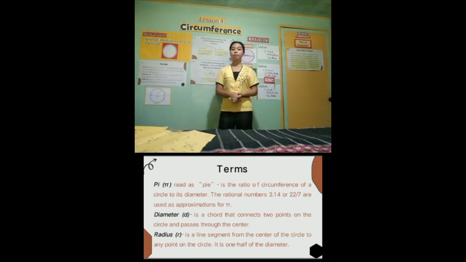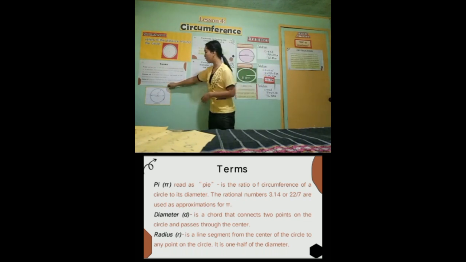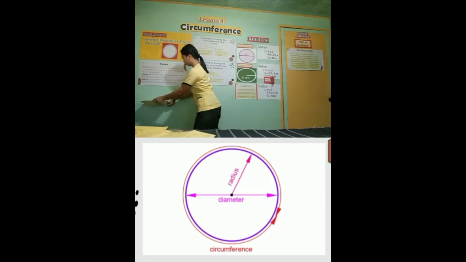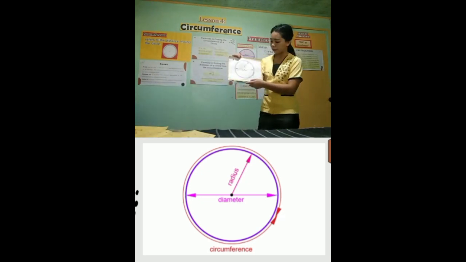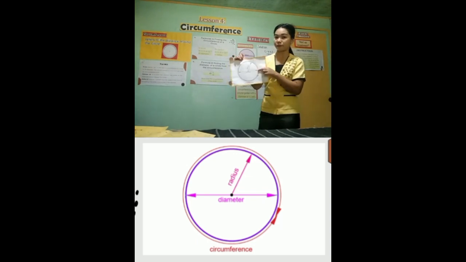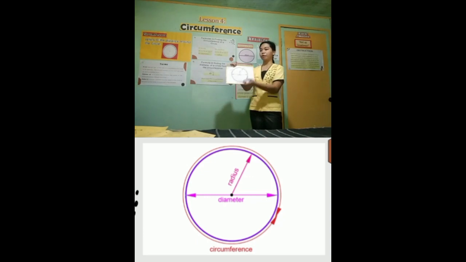And the radius, the symbol of radius is R. It is a line segment from the center of the circle to any point on the circle. So it is the 1/2 of the diameter. Like for example, this one. This is the diameter, as you can see in the pink one, and this one is the radius. Because the diameter is the whole length across the circle, and the radius is the half of the diameter. Yes, very good.